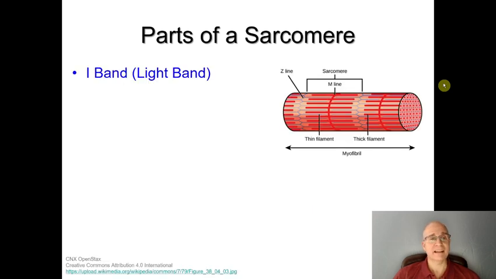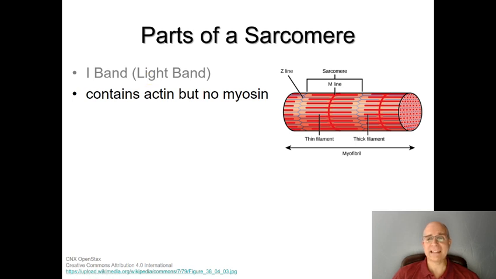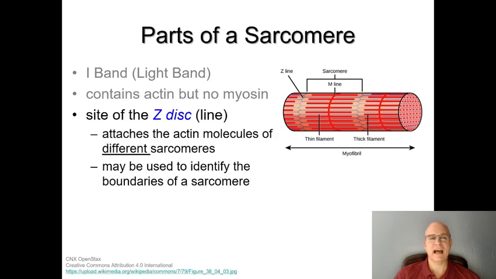So let's talk about our I band. So our I band or light band, and again, notice what's the first vowel in the word light? It's I, which is awfully convenient. And the I band is where we're going to have actin, so our thin myofilaments, but no myosin, none of the thick. And it is within the I band that we have the Z disc, or sometimes it's called the Z line. And the function of the Z disc or the Z line is to attach actin molecules from different sarcomeres.